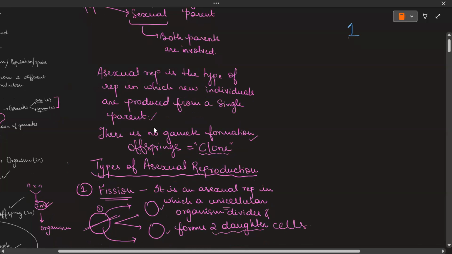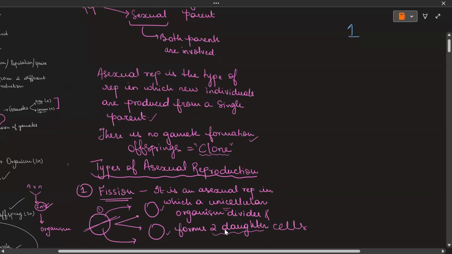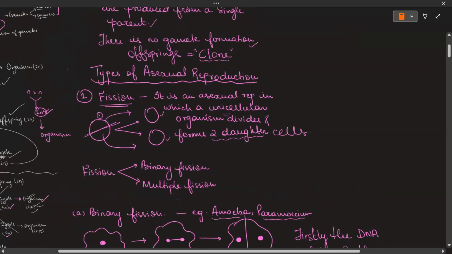Then noting it down. Yes, ma'am. Can you scroll a bit down? Sure. Write it up till the two types of fission only, and then in the next class we'll start with binary fission. Okay. Done, ma'am. And you can draw the sort of diagrammatic view of the fission also. Yes, ma'am. I drew it, ma'am.